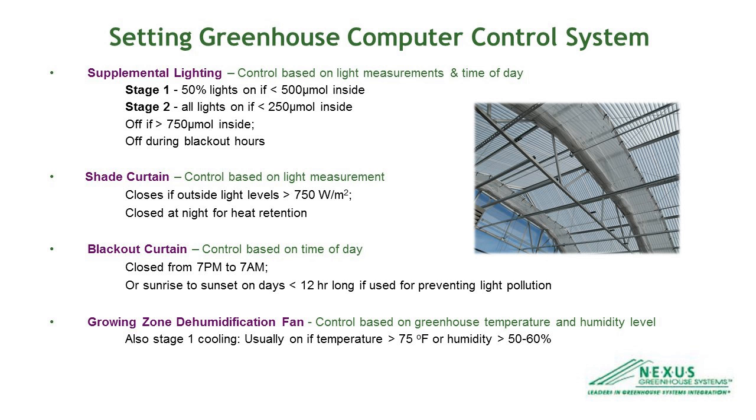Then you have your growing zone dehumidification fan. This is based on greenhouse temperature and humidity. This is stage 1 cooling. It usually turns on whenever the temperature exceeds 75 degrees inside the greenhouse, or if the relative humidity gets too high. Say, for example, it's nighttime and your temperature is in the 70-degree range, but your relative humidity is creeping up there. This fan will purge out the moist air and bring in fresh, low humidity outdoor air.